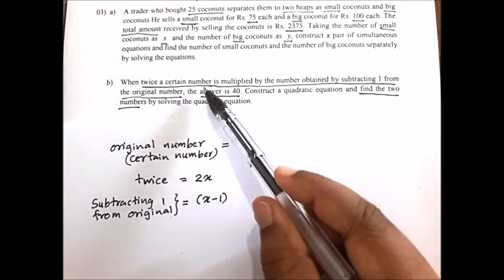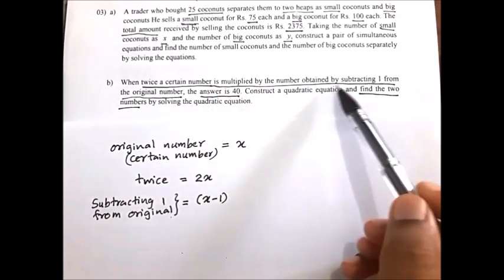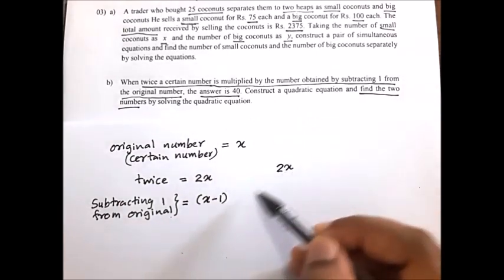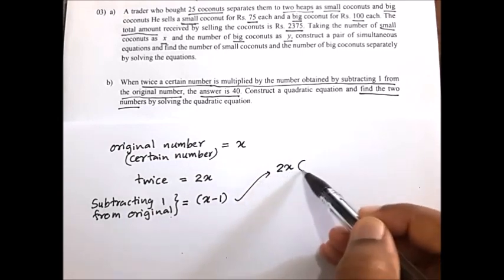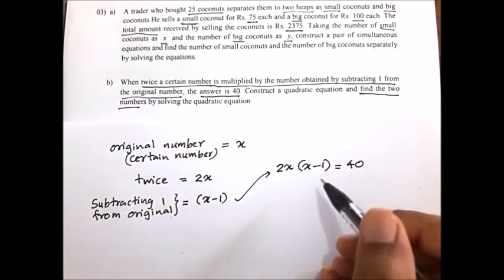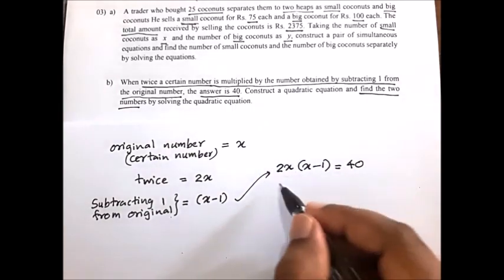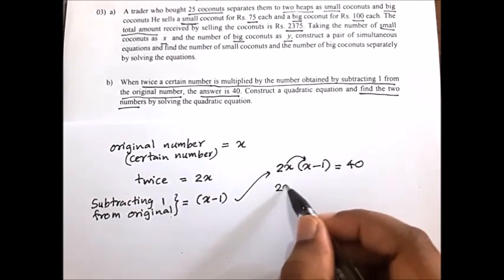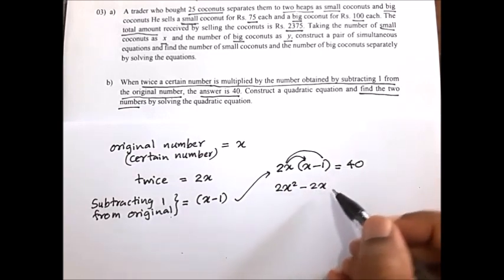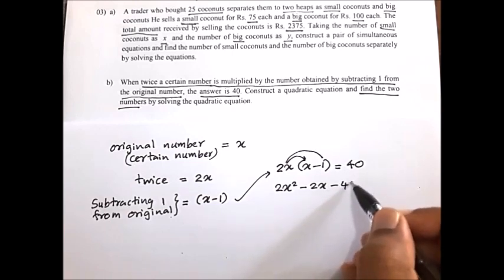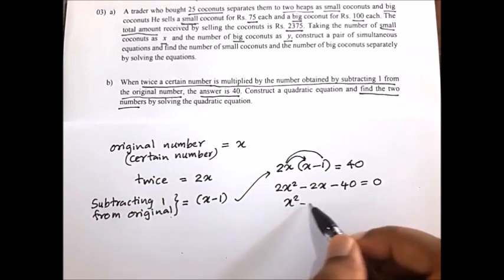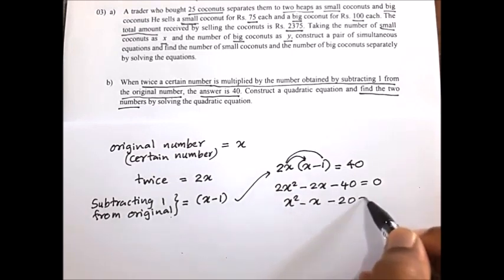The question says twice a number multiplied by the number obtained by subtracting 1 from the original number. This is twice the number. Multiply it by subtracting 1 from the original number. Answer is 40. Now you have to solve this quadratic equation. First remove brackets. 2 into x, 2x squared. 2x multiplied by 1, minus 2x. Take 40 here. It becomes minus 40. Right side 0. Divide each and every term by 2. x squared minus x minus 20.